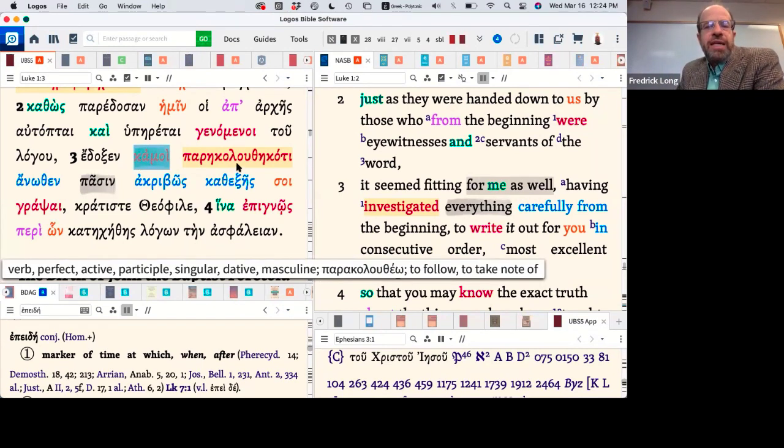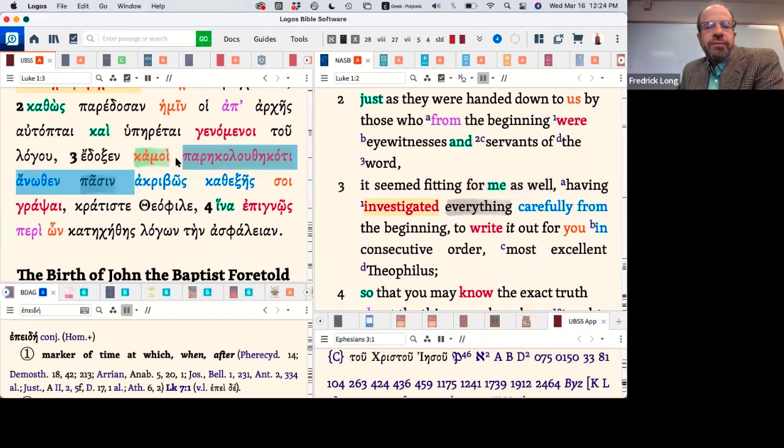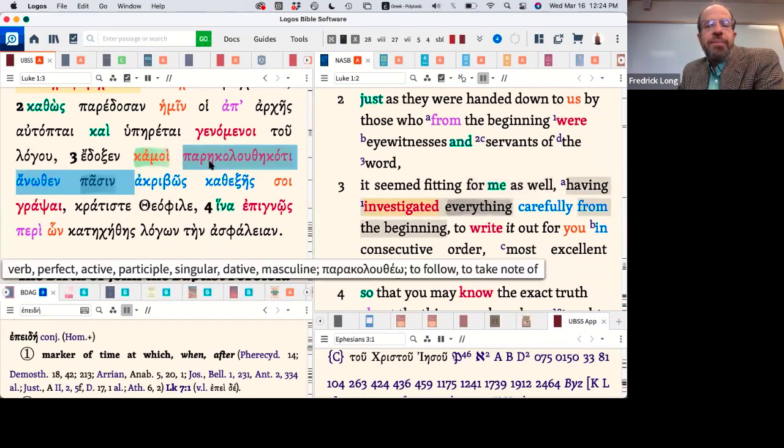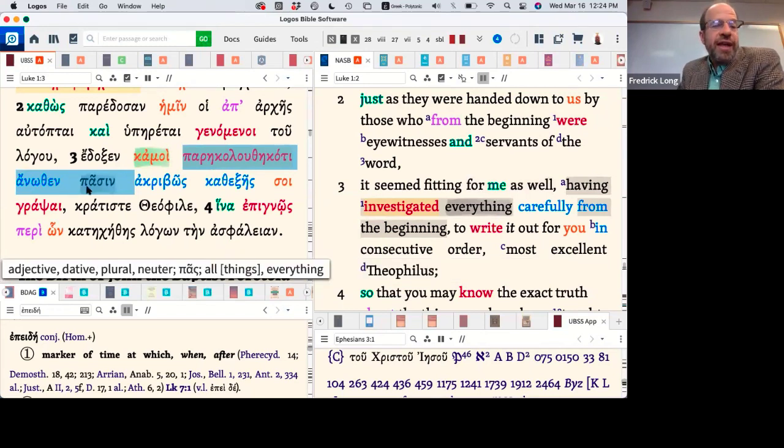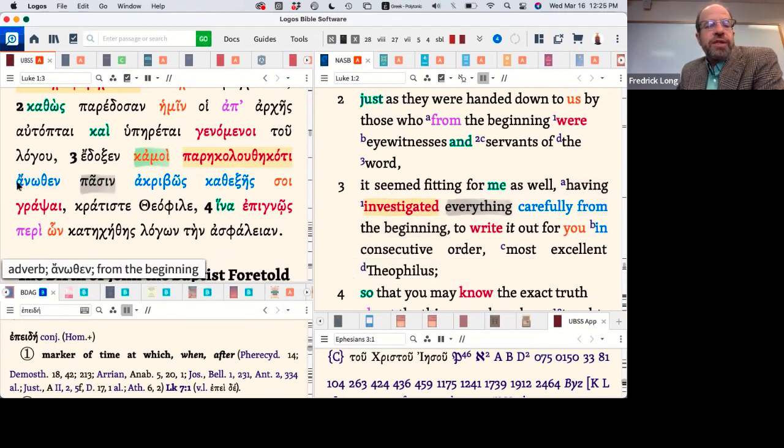And then this me is qualified by this participle clause, having followed everything from the beginning, or is the anothen modifying to write up?